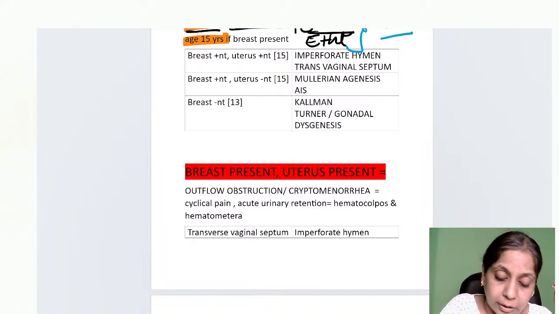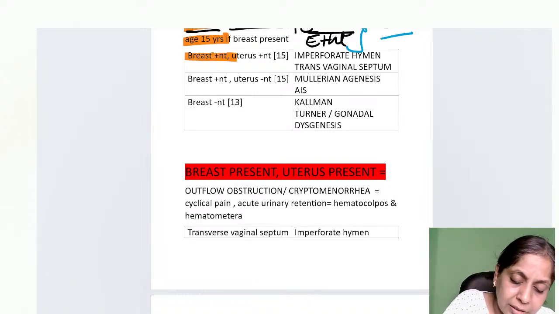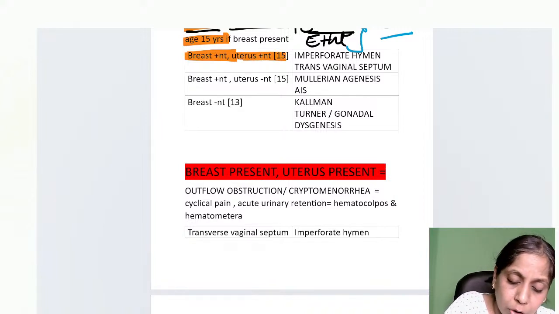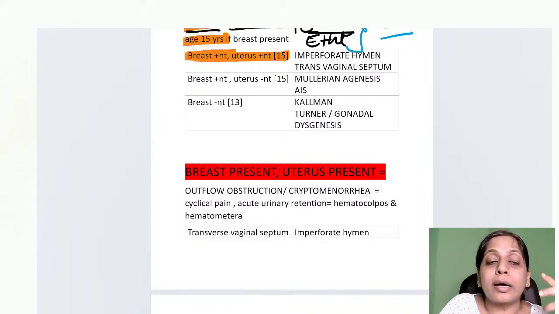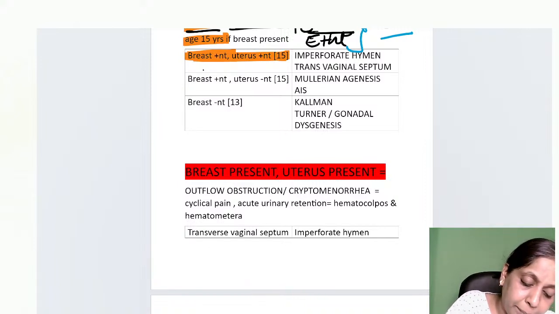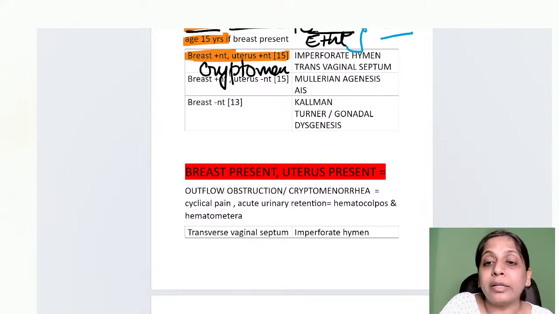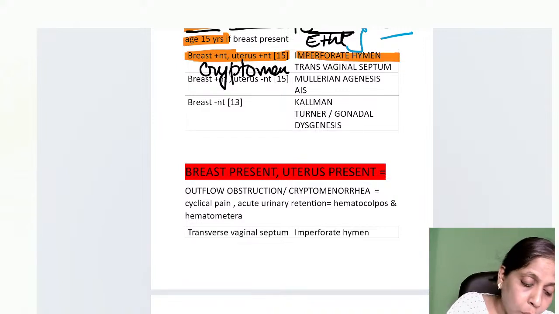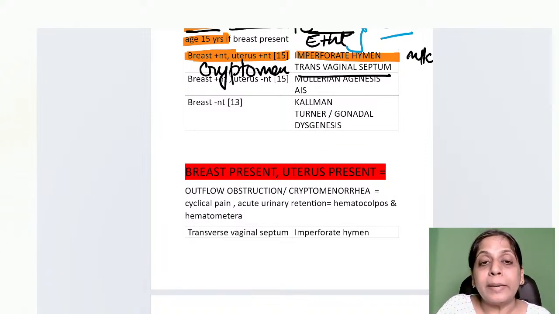In the case of primary amenorrhea, in which the periods have not come, if the breast is present, then we have to look for the uterus. If the uterus is also present, then it is a cryptomenorrhea case, meaning periods are being produced but they are not coming out. The causes of cryptomenorrhea, students, are imperforate hymen most commonly, and the other cause is transverse vaginal septum. Imperforate hymen is present at the introitus, and the transverse vaginal septum is deep inside near the cervix.